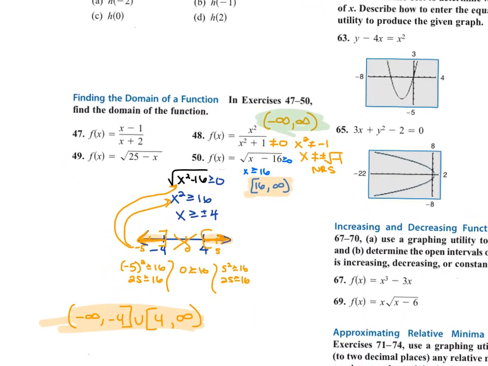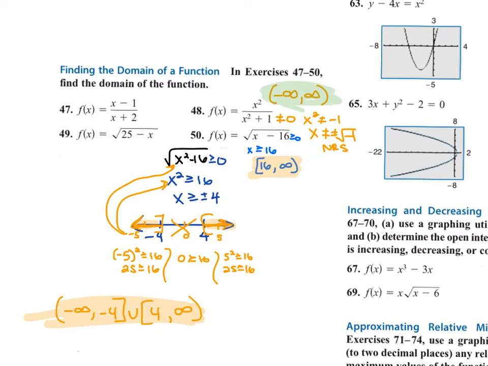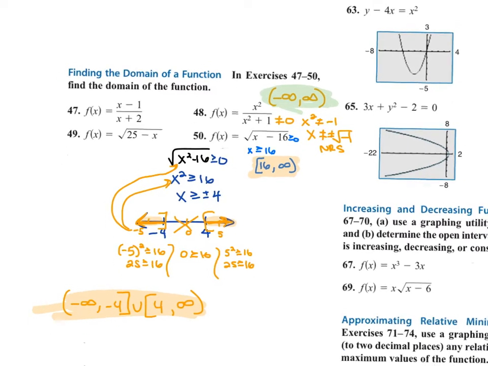47 through 50 was your domain. So again, you're looking for variable under the root, variable in the denominator, or the combination of the two. These are going to be given in interval notation. So 50 is there. It should have been 16 with a bracket on it to positive infinity.